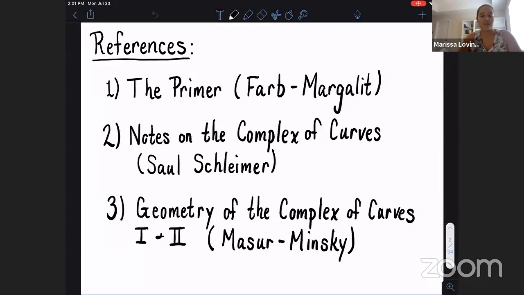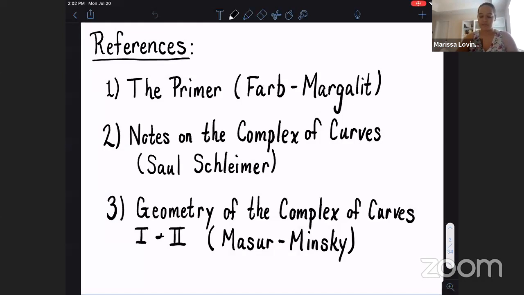So the number one resource for learning about the mapping class group is A Primer on Mapping Class Groups by Benson Farb and Dan Margalit. Another resource I think would be helpful is that Saul Schleimer has some online notes, called Notes on the Complex of Curves. And something that I'll be drawing on probably more in the next lecture than this one is Masur-Minsky's very well-known and big results on the geometry of the complex of curves. This is a set of two papers. They're not things that you need to read to understand this at all, but they're references if you want to dive in deeper.